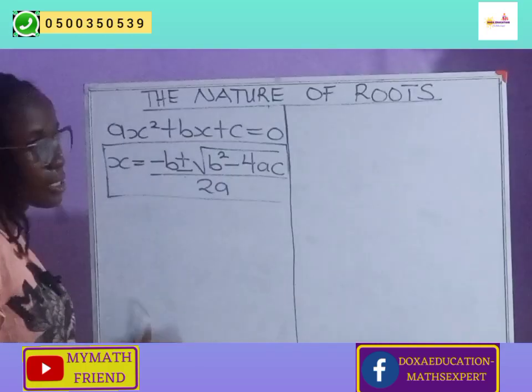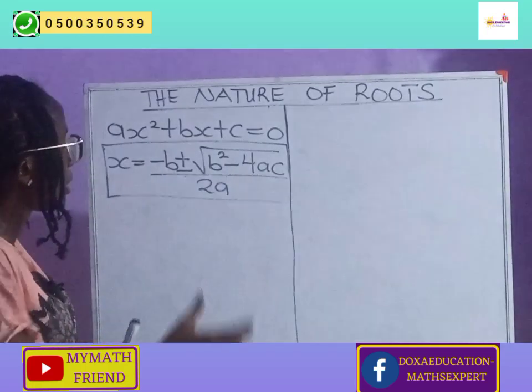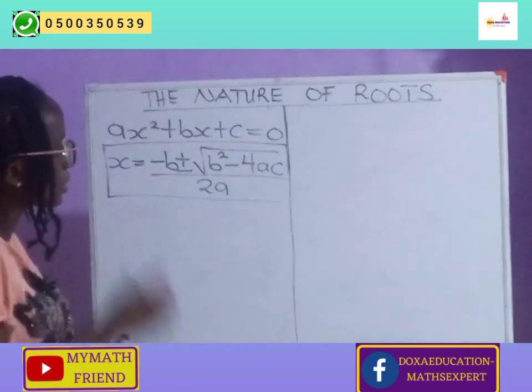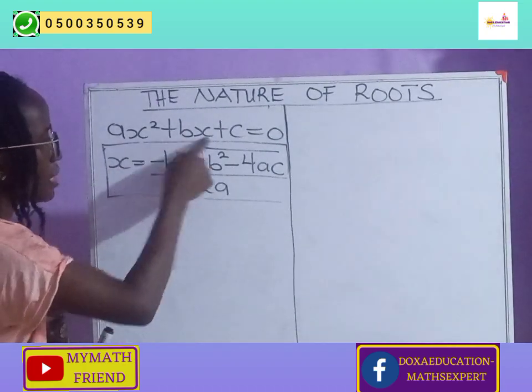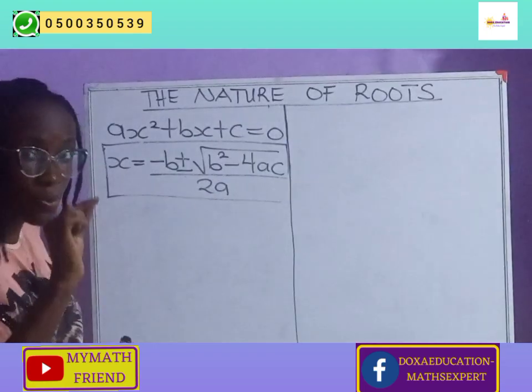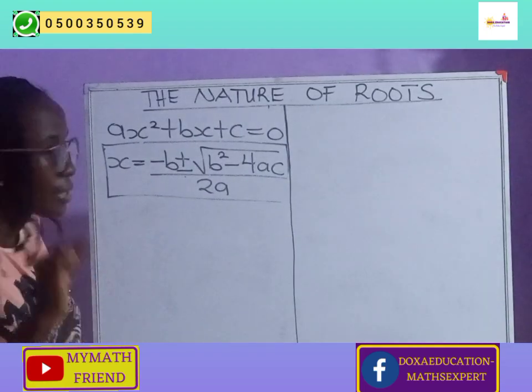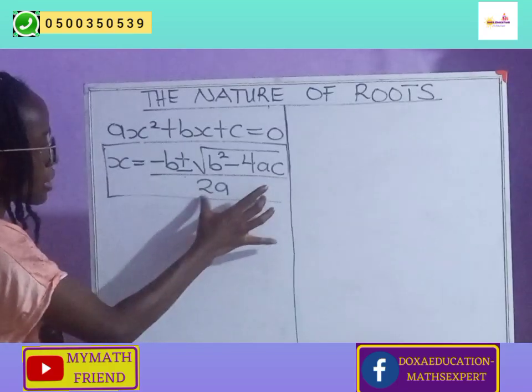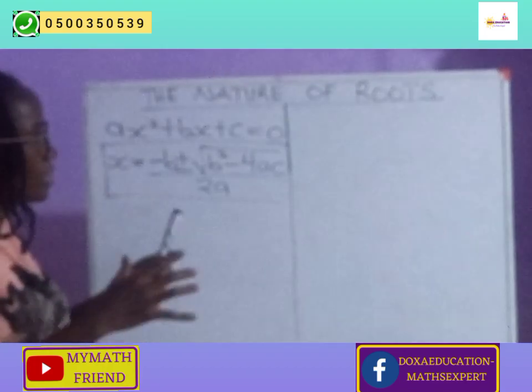Take note that when we say quadratic, it's an equation with an equal sign, and it's quadratic because the only variable inside is x, and the highest power of x is 2. That is why it's quadratic. So we're looking at equations of that nature. Let's use this very formula in the box to find the roots.